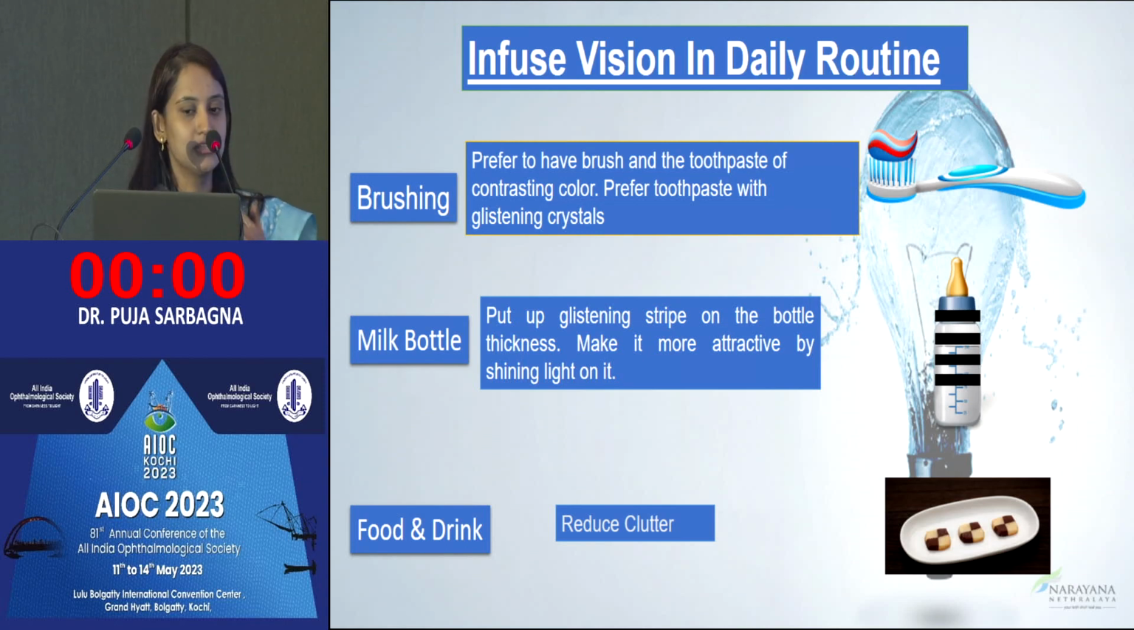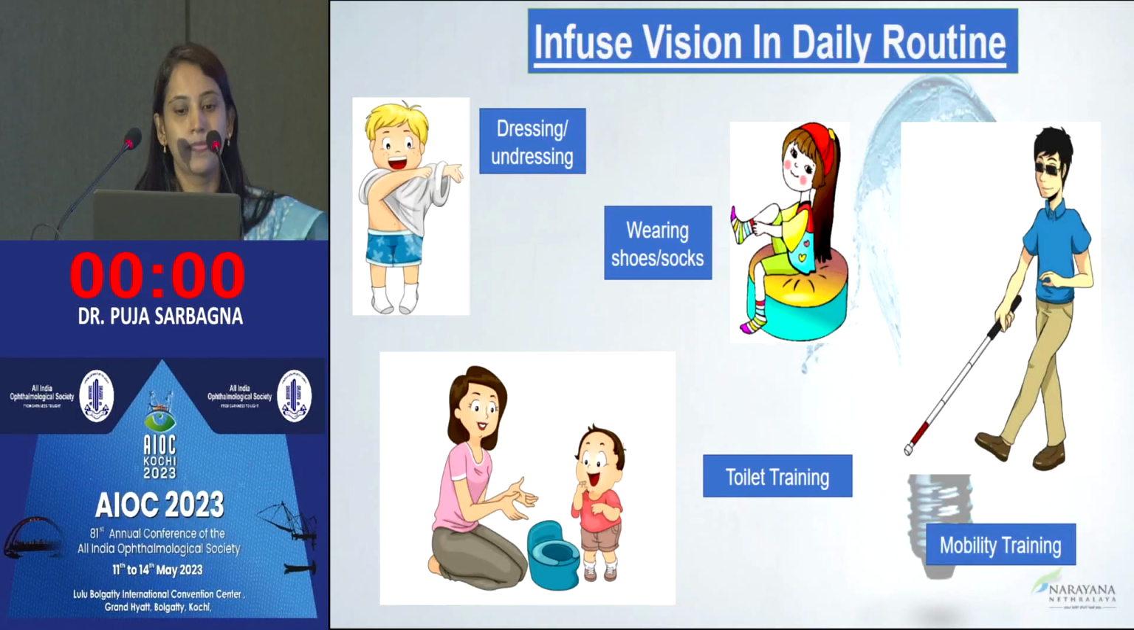Even with brushing, put a different color toothpaste and hold a torch on top of it, and the child will get interested to do brushing. Then food: if you're using a black color plate, try to use fruits like apple, and don't give too much fruit at a time, give one at a time, so the child will get interested to have it. Again, dressing training, wearing shoes, socks, toilet training and mobility training.